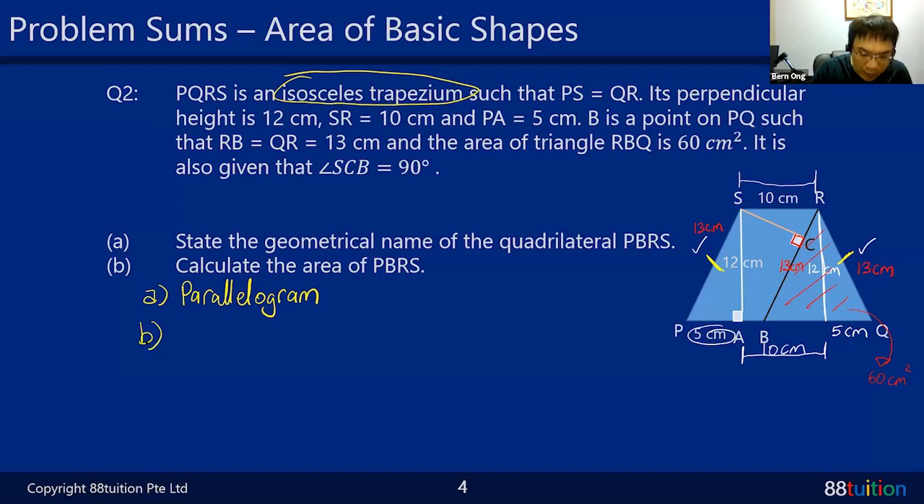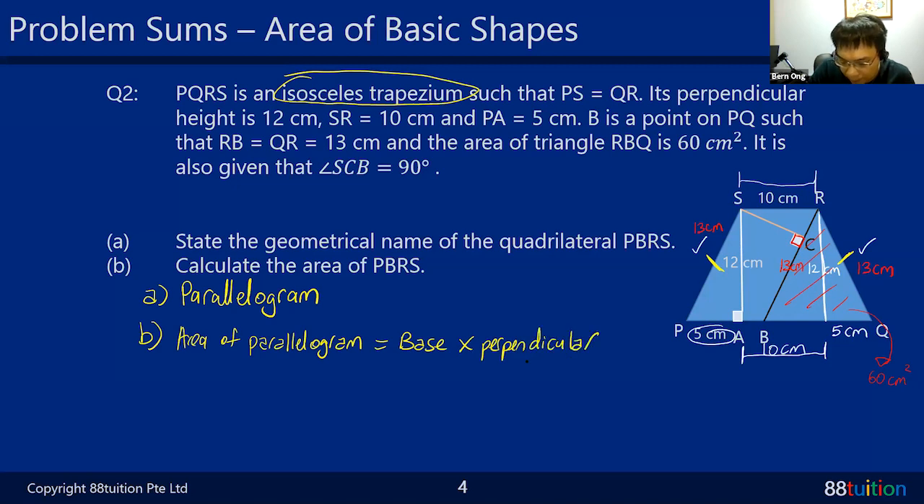Part B. Calculate the area of the PBRS, which is the parallelogram. How? Area of parallelogram. What's the formula? It's actually simply base times the perpendicular height. So looking at this parallelogram, it's like that.